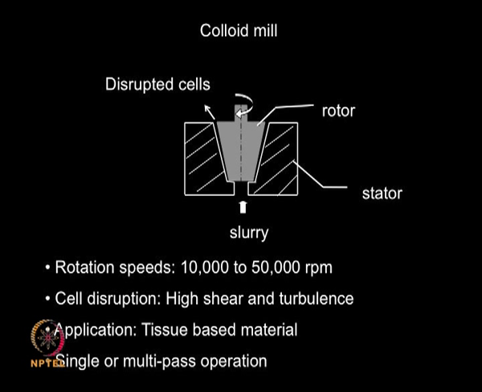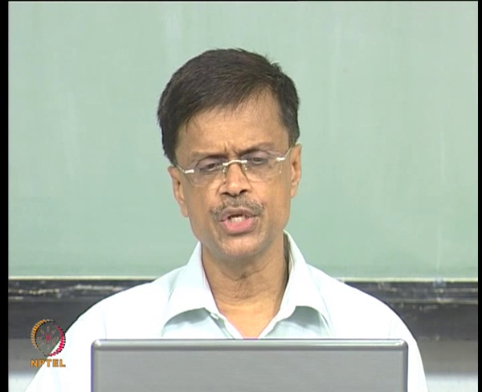So we can operate this at single pass or multiple pass. I can pass the slurry through this, and once it is coming out after the shear force, I can have a cooling system, I can cool the slurry, and if necessary I can remove part of the liquid which may contain my metabolites, then I can put the slurry back. So I can have single or multiple passes, and generally it is used for tissue based material, where we are interested in high shear and high turbulence for breaking the cells. So this is another mechanical type of device which can be used for cell breakage.